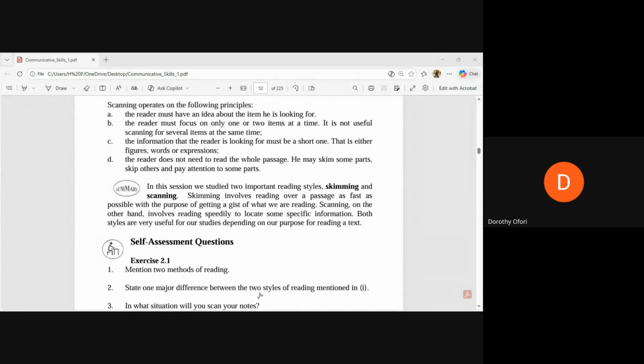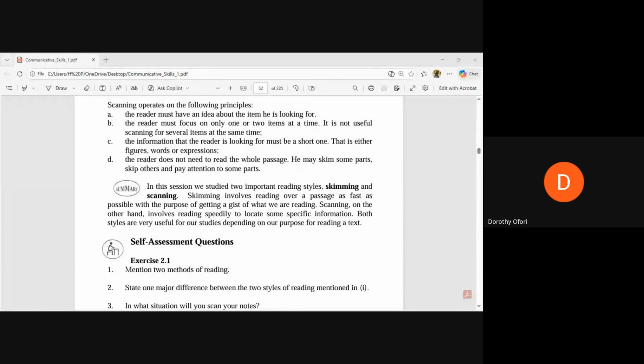Okay. All right. Now let's look at the difference between them. The major difference between skimming and scanning is that for skimming, you are looking for general information, or the gist, or what the entire passage or book is about. But for scanning, you are looking at a specific information. You want to locate a specific idea and not the general information that skimming seeks to do. Okay, they are both facts. So these are the major differences between skimming and scanning.